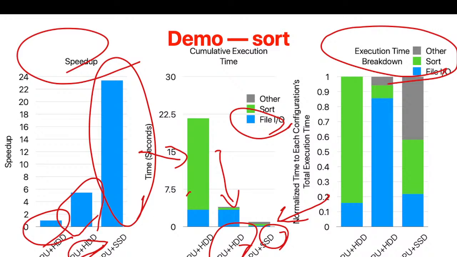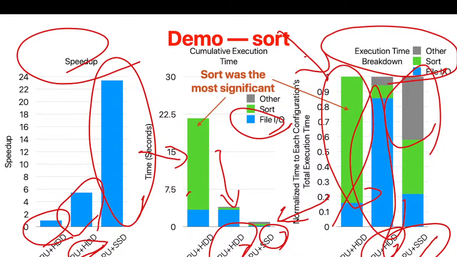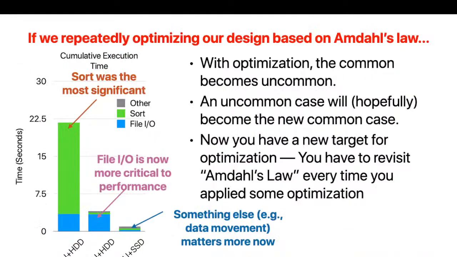But in the process of that, if you draw the execution time breakdown in 100% like this, you will see the most significant part always changes, right? It used to be the green part, and after applying the GPU, it becomes the blue part. And then with GPU plus SSD, we'll figure out others, which might be part of the system software overhead, would be the most significant part to work with. So for example, do you have an efficient file system? Do you have an efficient operating system? You can observe that the most significant part always changes, right? So you have to revisit Amdahl's law every time after you apply an optimization, to make sure that you are still on the right track.